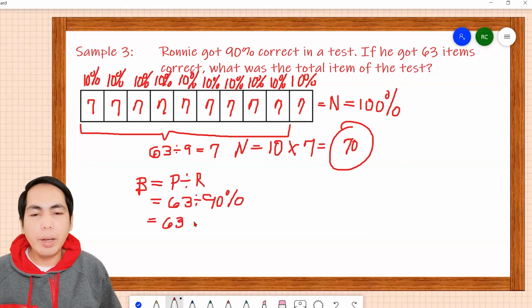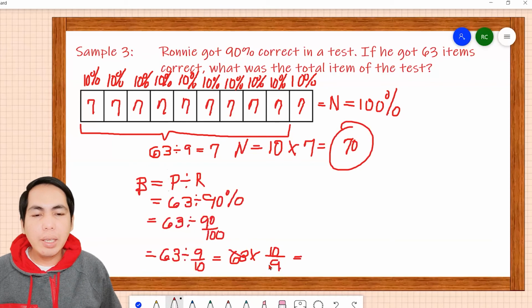90% is equivalent to 90 over 100. That is equivalent to 63 divided by 9 over 10, since the lowest term of 90 over 100 is 9 over 10. Since we know that in dividing fractions, we have to change our division symbol into multiplication symbol, and we have to get the reciprocal of our divisor. Since our divisor is 9 over 10 and the reciprocal of 9 over 10 is 10 over 9.